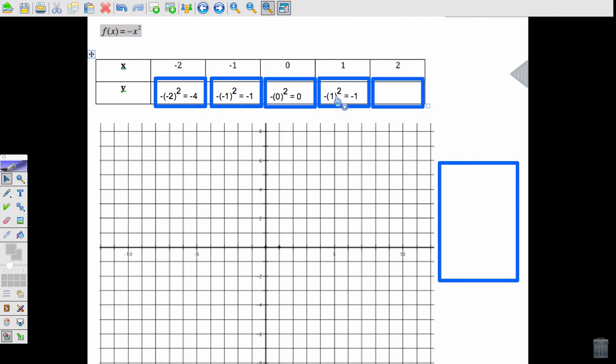0 is unaffected, so it's 0. When we plug in a positive 1, we're going to get the opposite of that, which is negative 1. And when we plug in a positive 2, that will give us a negative 4, so it gives us negative 4 here for our point.